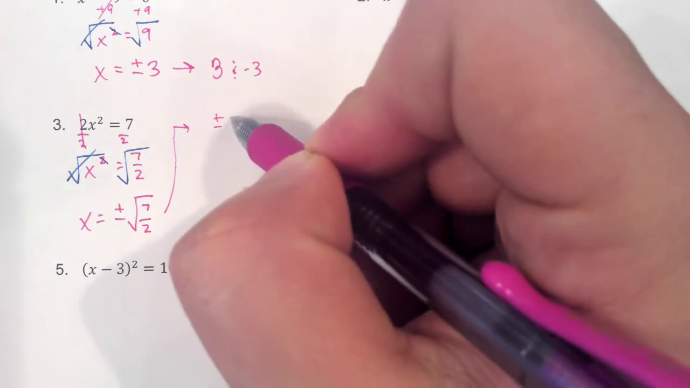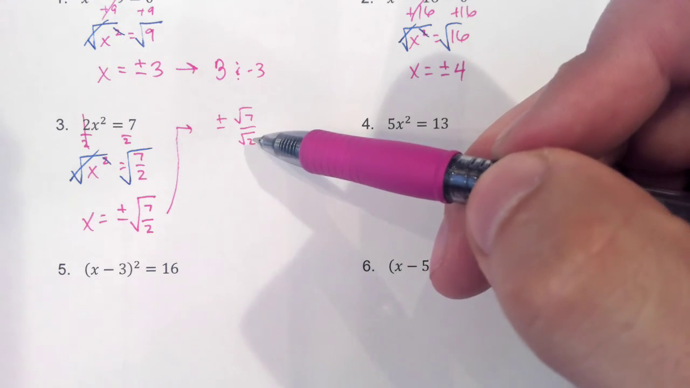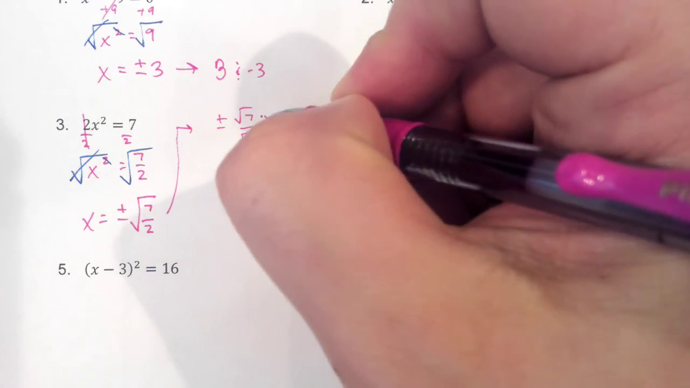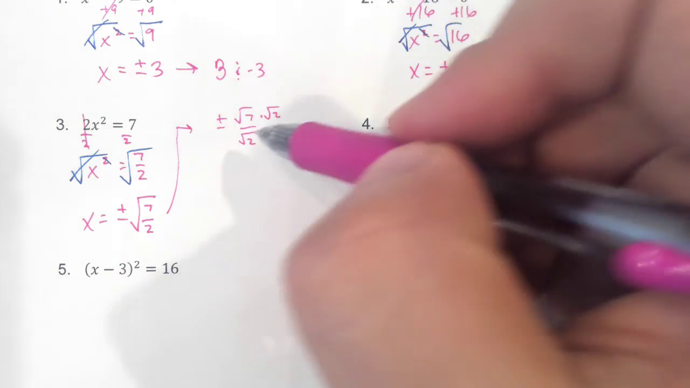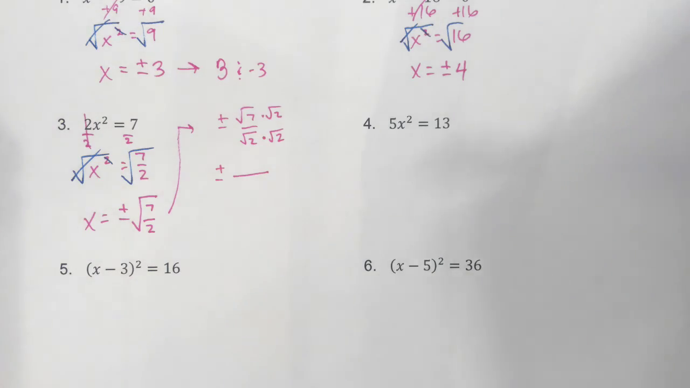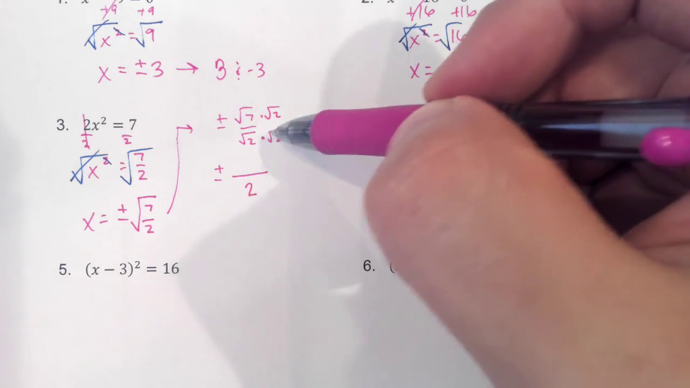So remember, we can separate it into two separate fractions, and we can't have that radical in the denominator, so we have to simplify that by multiplying the top and bottom by the square root of 2. So on the bottom, we would have the square root of 2 times the square root of 2, which of course is the square root of 4, also known as just 2. So remember, the square root of 2 times the square root of 2 is 2.